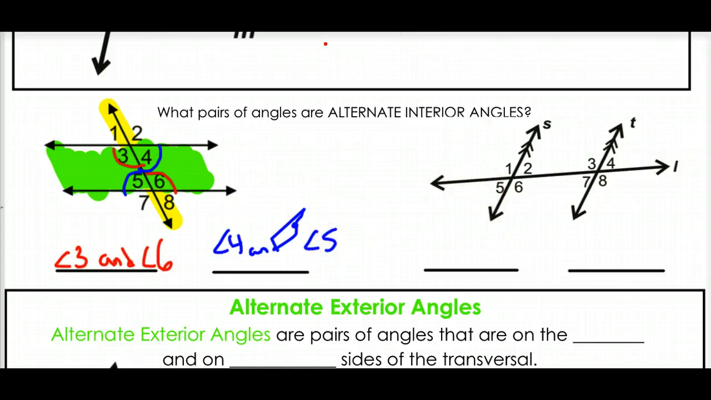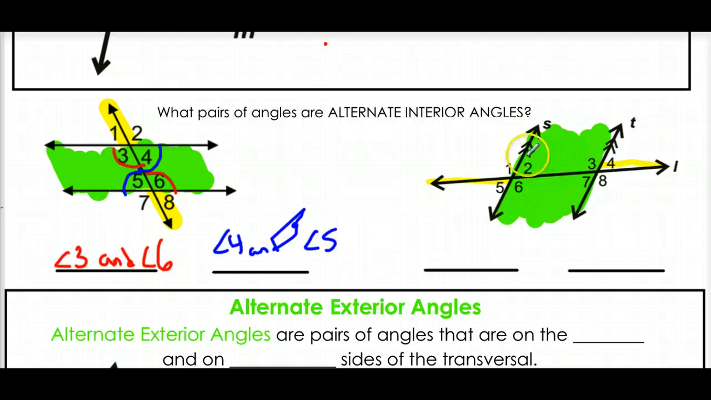Let's take a look at this example. Now let's first identify our transversal again. We have our transversal right here, which goes through the middle, and we have our interior, which is between the two lines. So we have our transversal, and we have our area in the middle.